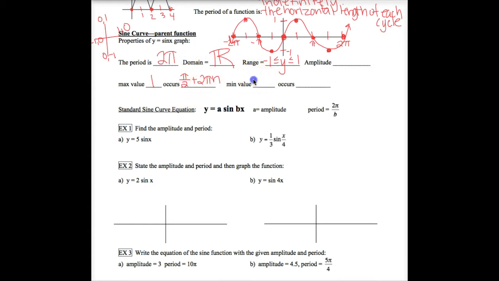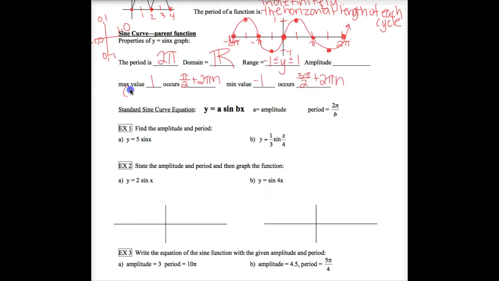The minimum value, which is -1, very similarly, the first time we hit the minimum value over here is at 3 pi over 2. And again, we'll hit it again every 2 pi, so plus 2 pi n.